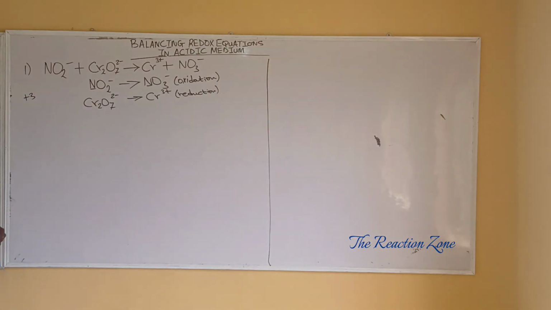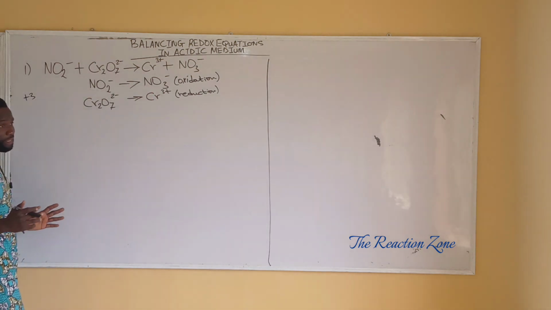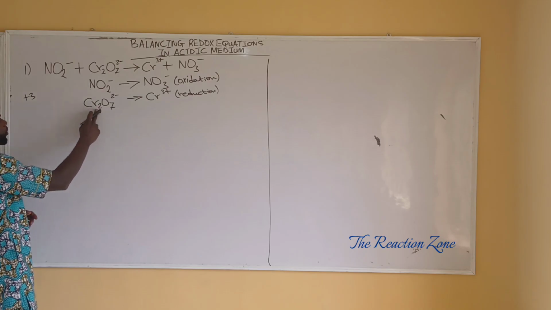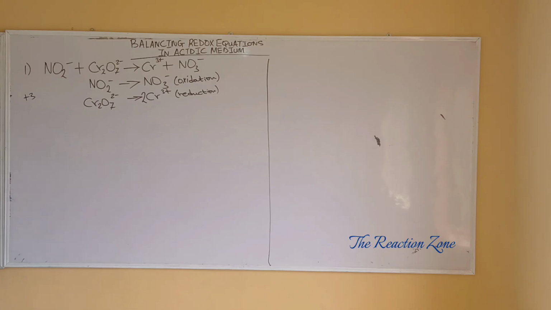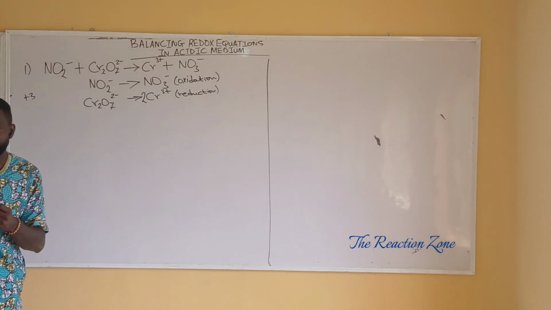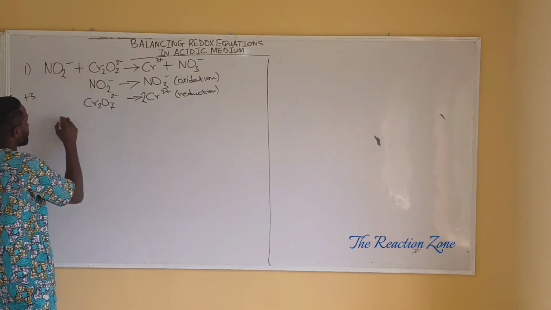So that settles that. Now the next thing is to ensure that all other atoms that are not oxygen and that are not hydrogen are balanced. There is 1 nitrogen atom here, there is 1 nitrogen atom here, so that is balanced. There are 2 chromium atoms here, there is 1 here, so we have to put 2 here to make it balanced. Now that we have balanced atoms that are neither oxygen nor hydrogen, we can now go ahead to balance oxygen atoms.